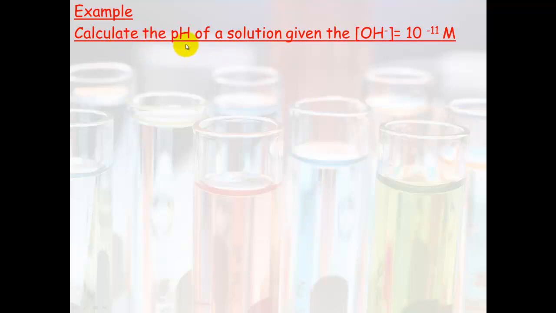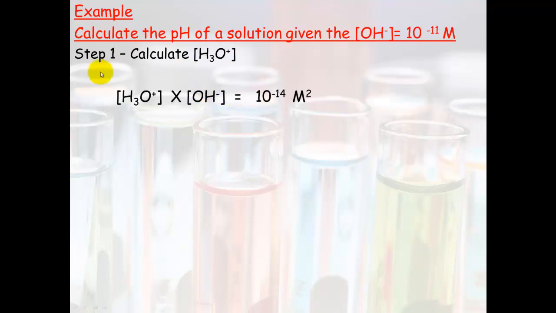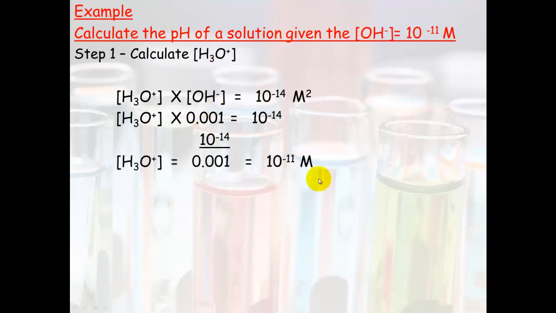Another type of question you will get is to calculate the pH of a solution given the OH concentration. There's a couple of steps involved in this. The first step you need to do is calculate the hydronium concentration. And remember, we do that using Kw, or the ionization constant of water, which will always equal 10 to the negative 14, the concentrations when these are multiplied together. So we can solve now for the concentration of hydronium by putting in the hydroxide concentration, and we can work out the hydronium concentration is 10 to the negative 11.